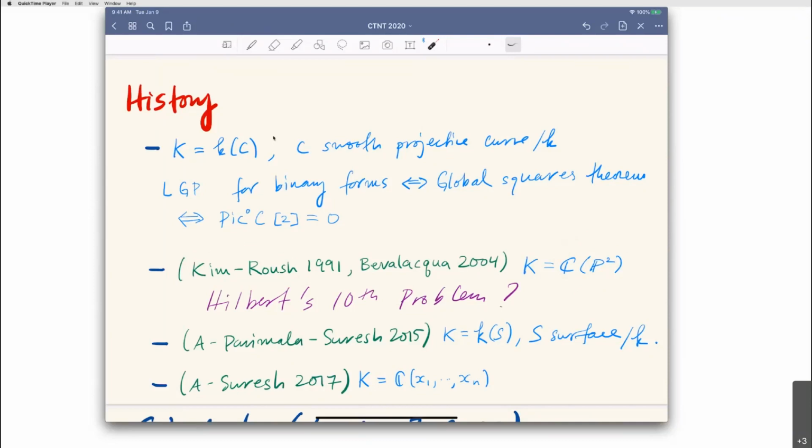In a paper of myself with Parimal and Suresh going back to 2015, in fact, we didn't even know about any of this earlier work, but we had proved it over any algebraically closed field of characteristic 0, and S is any surface, so any function field of transcendence degree 2. And then in work of mine with Suresh, in probably the first version of what we did, we proved this for a purely transcendental function field over the complex numbers. And so that's where it stood, at least until 2017.